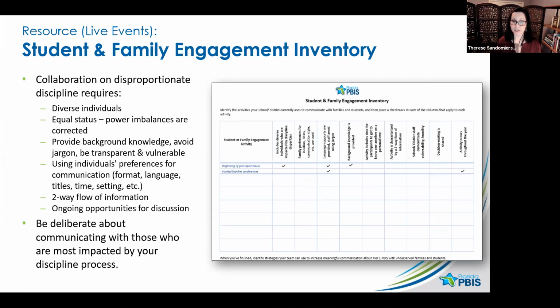So things like avoiding jargon, using family preferences for communication, explaining things, right? Providing background information that many times educators know, but we don't really think about because we already know it, right? So giving that background information so that families can participate. And then I think the slide kind of says the rest of that.